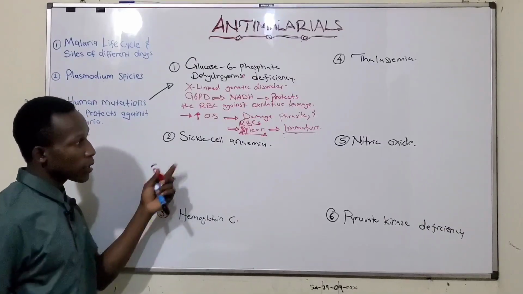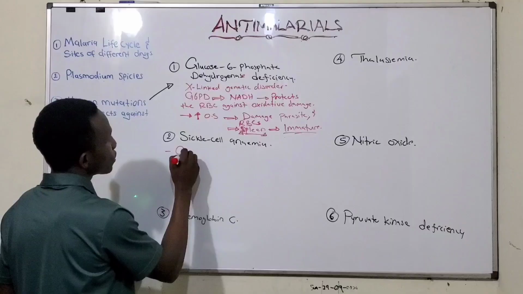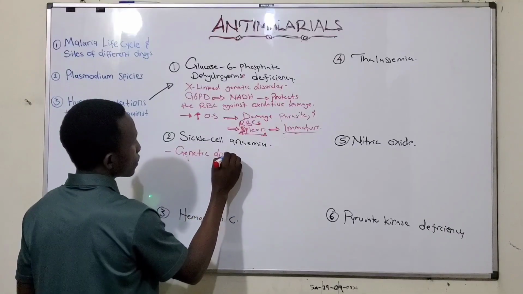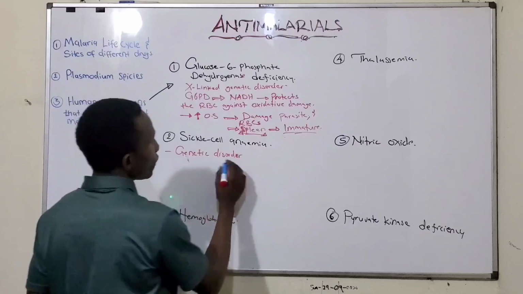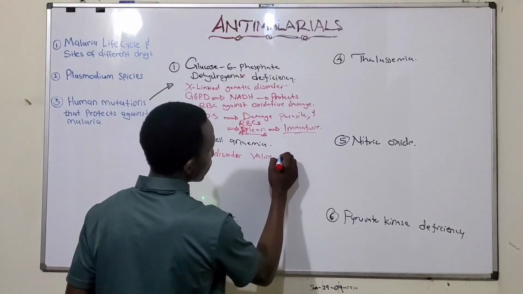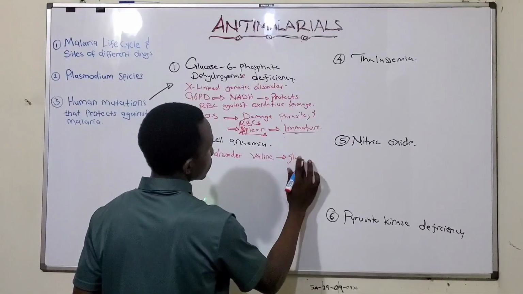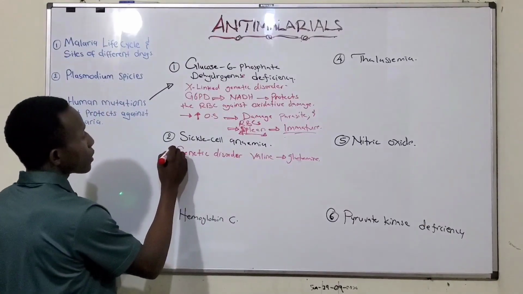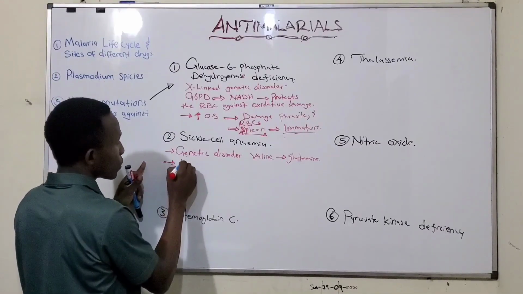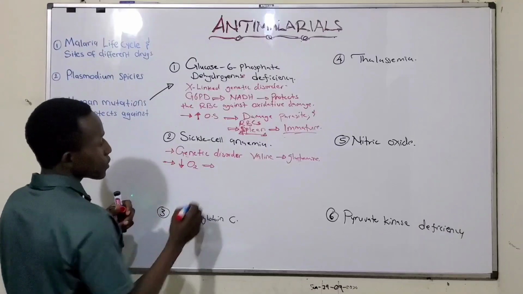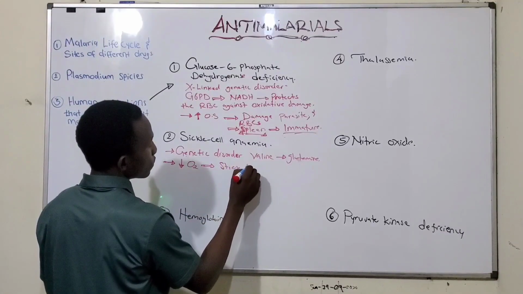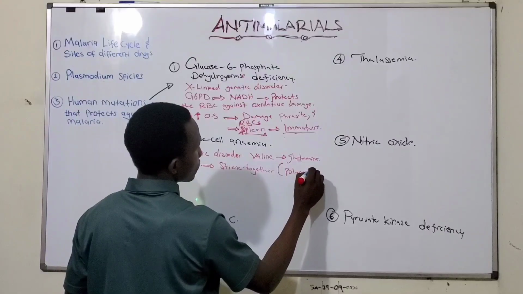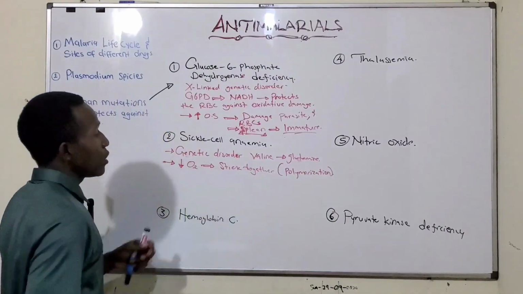Now, when it comes to sickle cell anemia, sickle cell is also a genetic disorder where valine replaces glutamic acid. Now for sickle cell anemia, at low oxygen supply, the red blood cells will stick together, or call it polymerization, at low oxygen concentration.